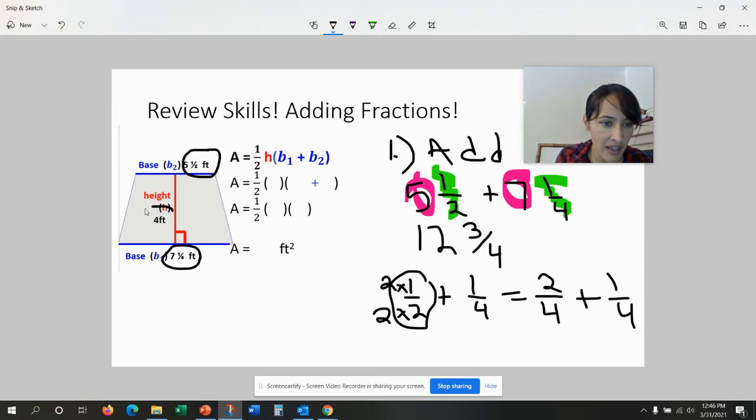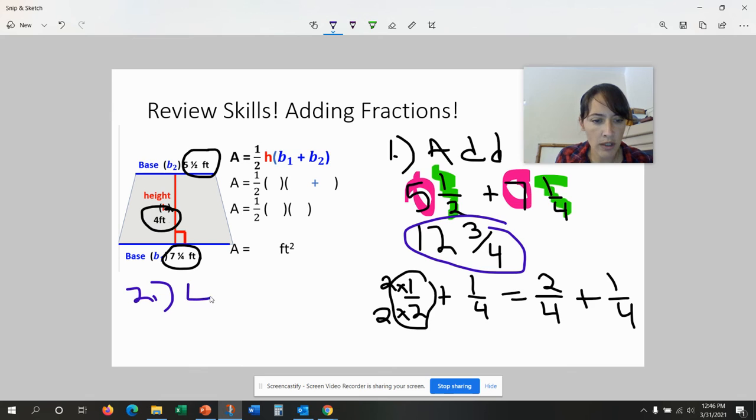So what's the height? The height is 4. So let's move on to that next step. Let's make it a different color. We'll do blue. So this is step 1. The next step that I've said is 2 is multiplied by the height. So step 2, 4 times 12 and 3/4.